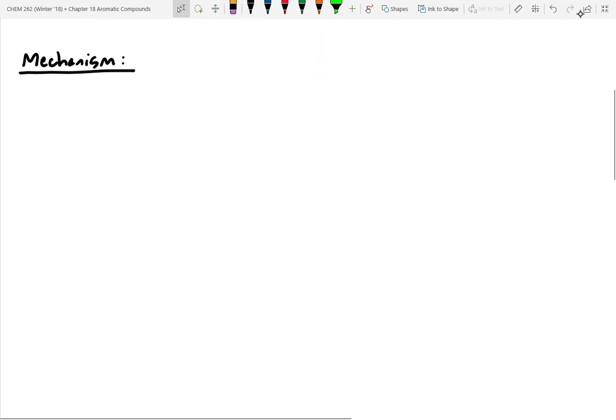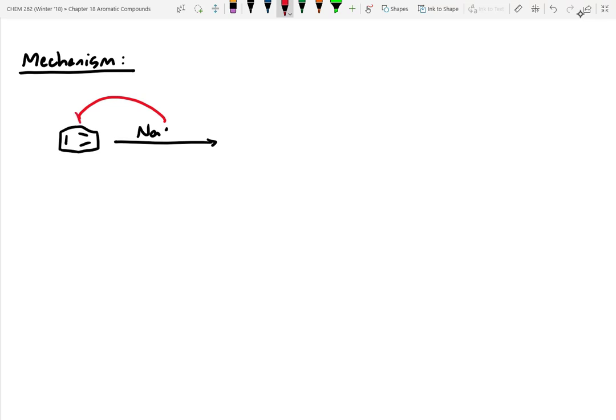Okay, the mechanism's fairly straightforward. So first step, we know sodium has 1 electron, so it wants to give that 1 electron to one of those carbon positions. Remember, whenever you show electron pushing arrows with radicals, you want to show a single barbed arrow. And when this happens, it's actually going to steal one other electron.